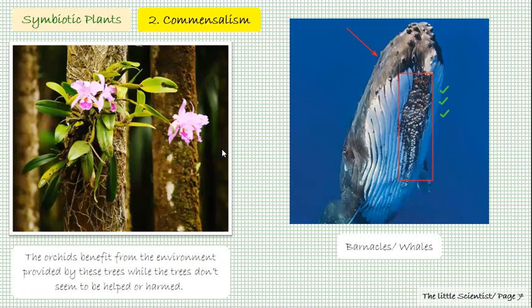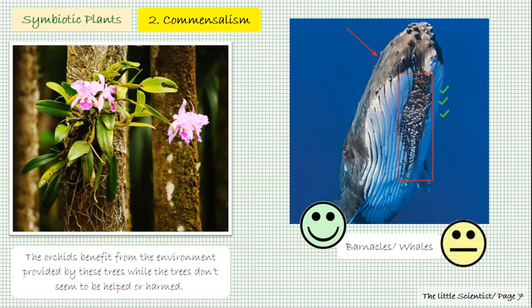In this symbiotic relationship, we have one organism that is happy. In these two cases, the orchids are happy, the barnacles are happy, while trees and whales do not care. That's what we call commensalism. Okay, first one, mutualism, both are happy. Second one, commensalism, one organism is happy, the second one doesn't care, the second one is not affected.